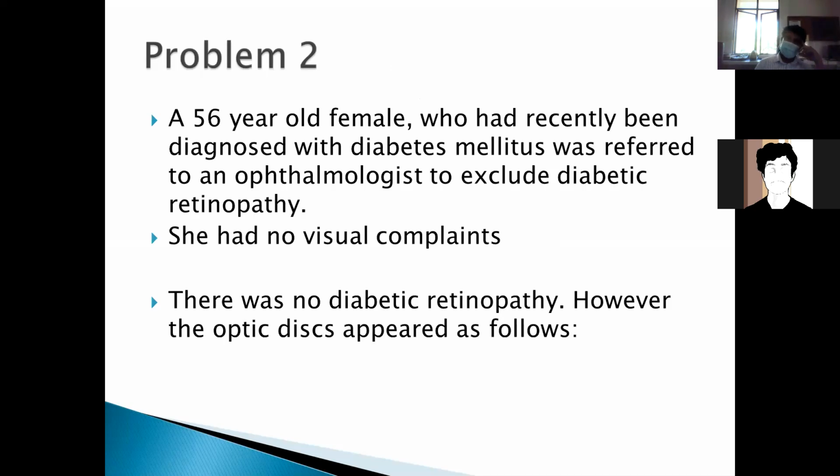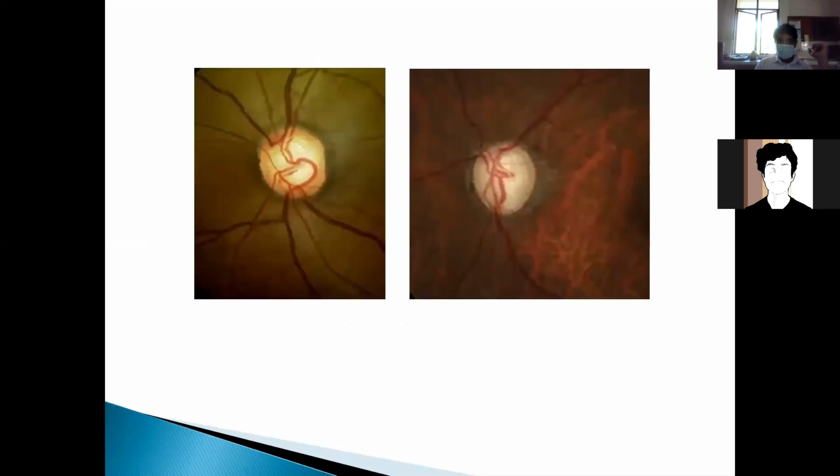Okay, so next problem. A 56-year-old female who had recently been diagnosed with diabetes was referred to exclude diabetic retinopathy. She had no complaints about her vision, and there was no diabetic retinopathy on examination. But the optic discs were a bit abnormal. Now, what can you say about the optic discs? Can someone tell me?